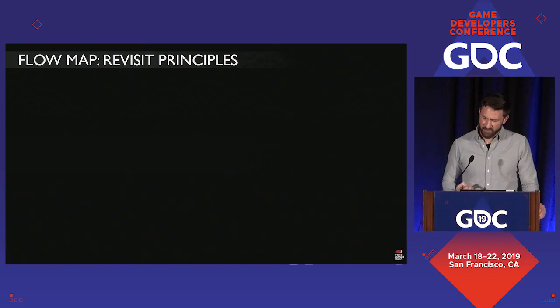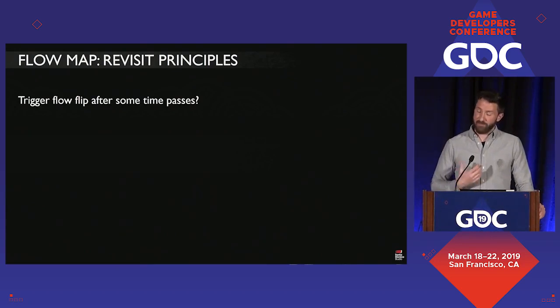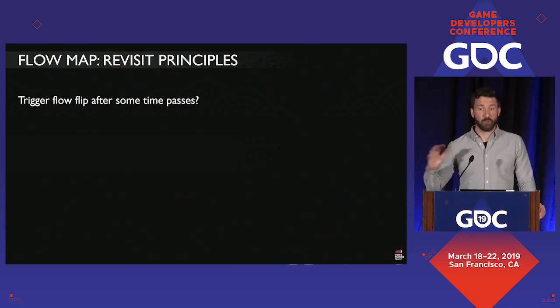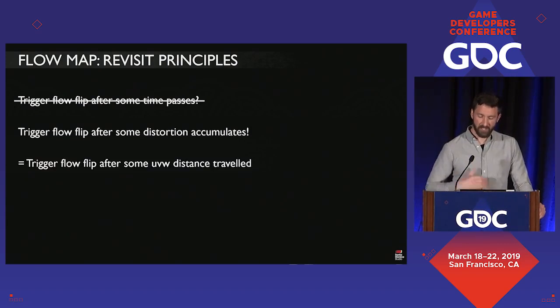So let's rethink this. What does the flow map technique try to achieve? Well, we author some rate and time for the effect to loop. But is time really our core concept here? How do we know that we need to adjust it, for example? Well, we tweak it when there's too little movement or when there's too much distortion. So that's what we should try to tune for. That's the parameter we should expose, maximum distortion. And we can define that as the distance traveled in texture space since our last flow flip.